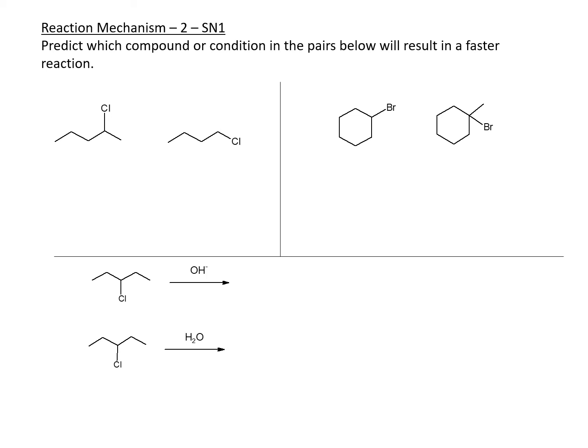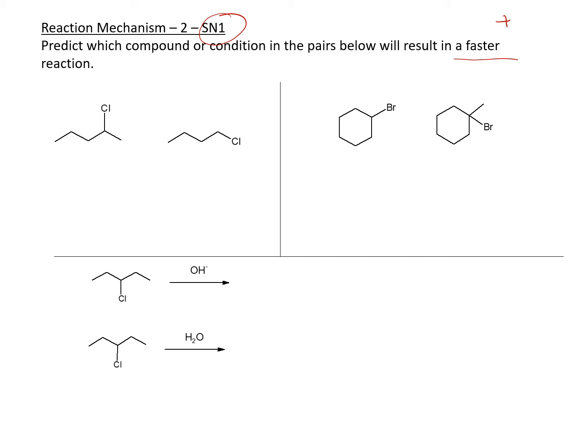Let's look at SN1 conditions now. Predict which compound or condition in the pairs below will result in a faster reaction. The faster reaction we're looking at now is for SN1 conditions. For SN1 reactions, you want to be able to create a carbocation. That's the main thing, because it's a two-step process.